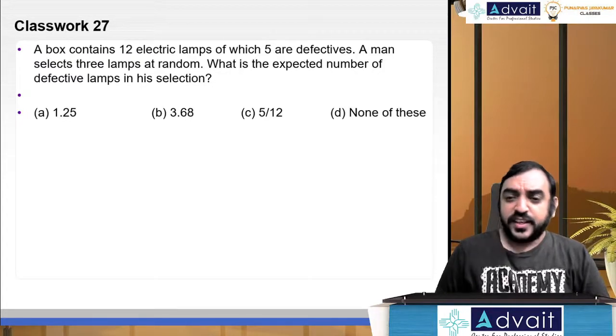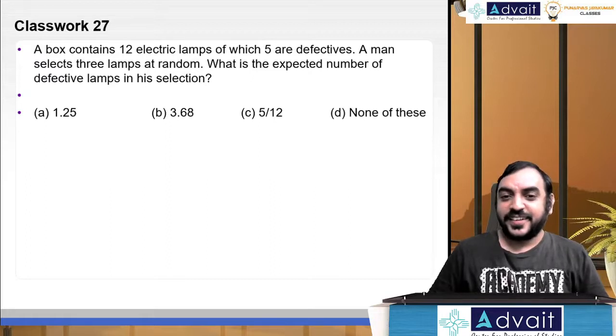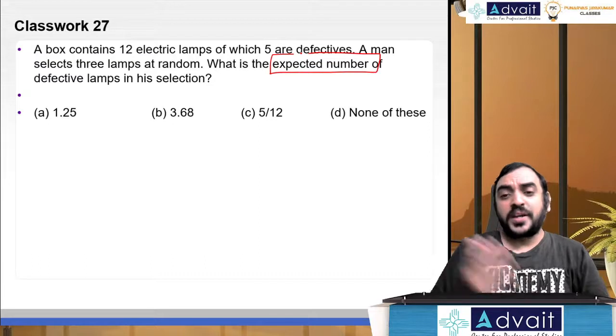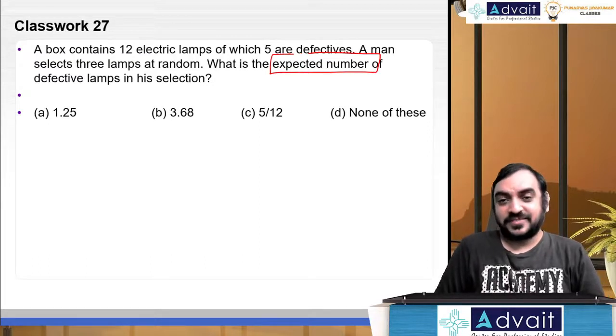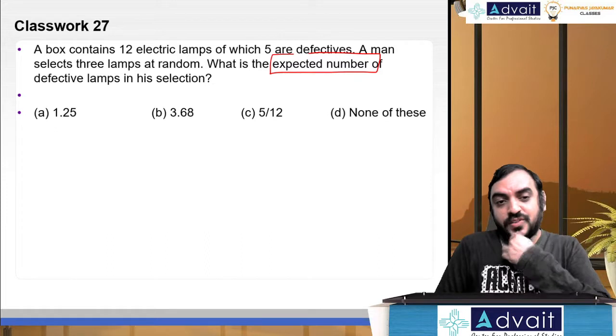I see 3. The question is not probability. You have to go till expected number. You know what is expected number? E of x. Mathematical value of expectation. Average, mu. Expected number of defective lamps.